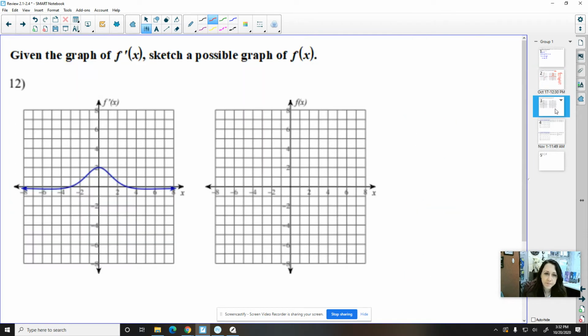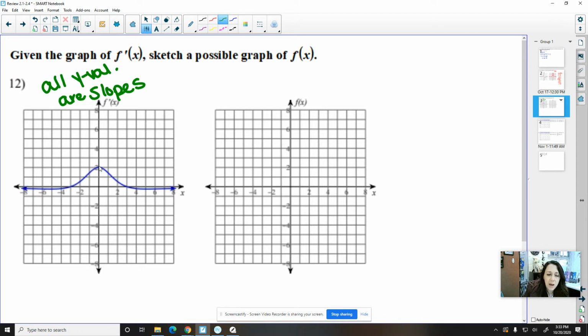Okay, now this one, what you're doing is the opposite. So this graph over here is the derivative, and this is the original function. So I want to draw the graph of the original function. I have to keep in mind that on this derivative graph, all of the y values are slope values.